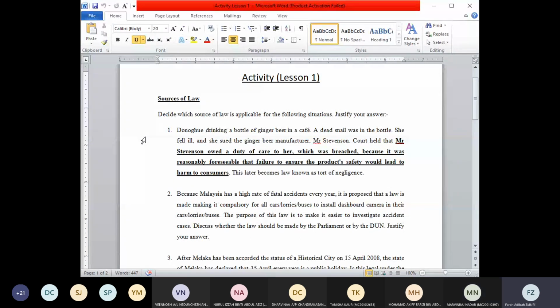In this situation, Mrs. Donahue did not have any contract. The one who bought the ginger beer from Mr. Stevenson was the owner of the cafe, not Mrs. Donahue. So there was no contractual relationship between Mr. Stevenson and Mrs. Donahue. That's why at that time this was a new thing, something that never happened. So that's why they created a new law.